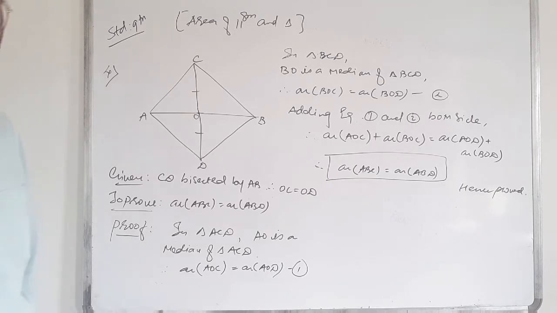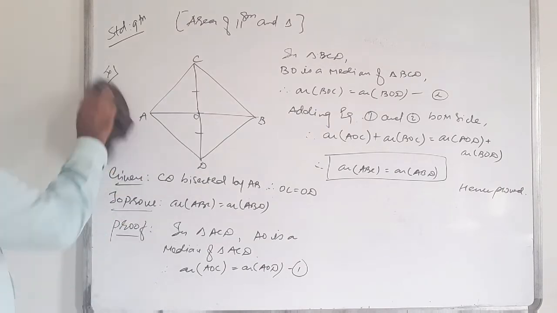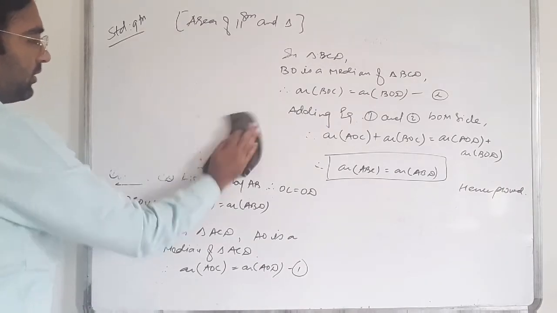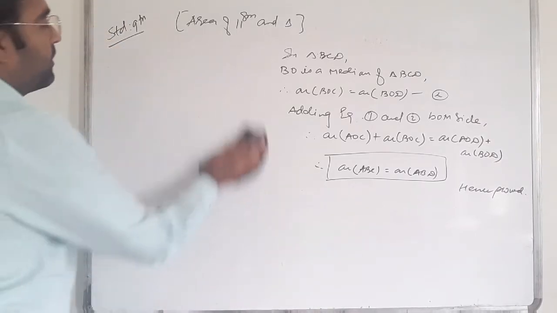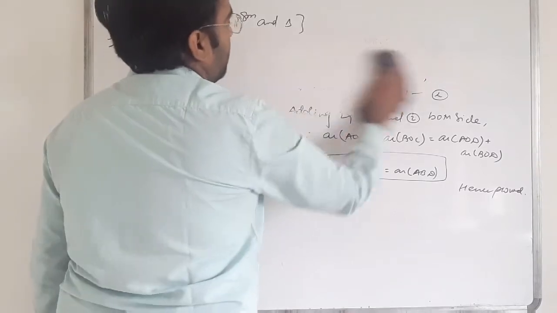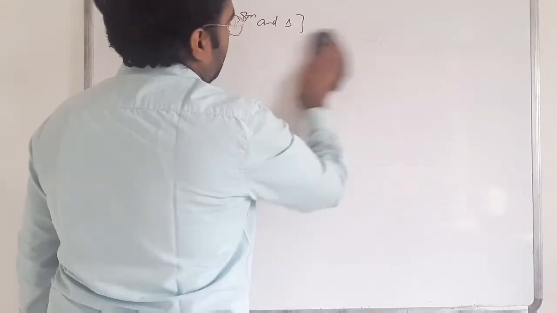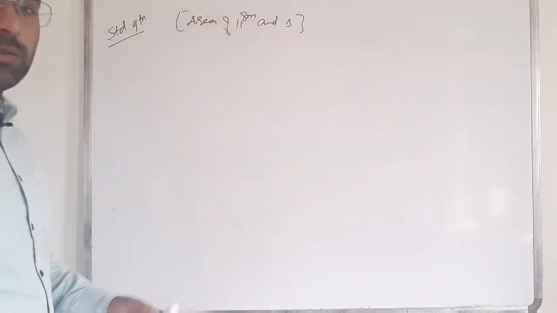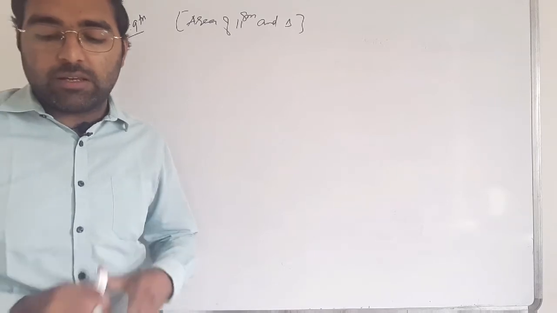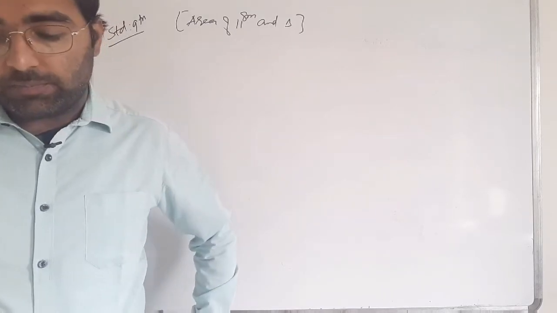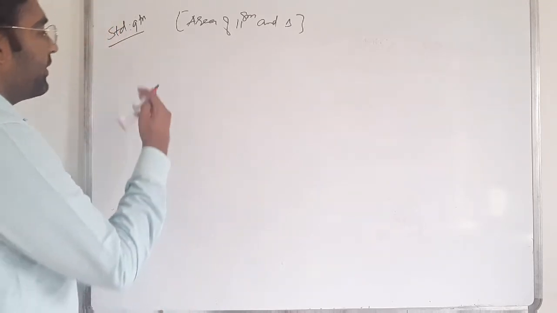Now we are moving to question number 5, which is important from the examination point of view also. So next question, question number 5. D, E, F are respectively the midpoints of the sides BC, AC and AB of triangle ABC. Show that. So first of all we have to draw the triangle.